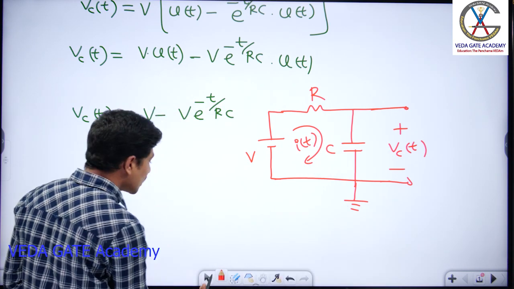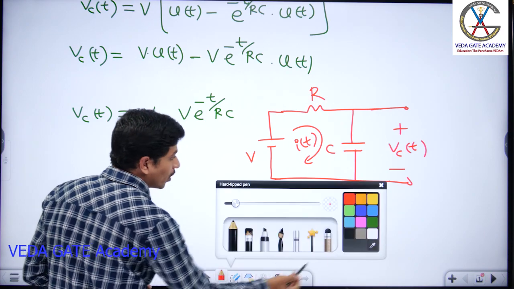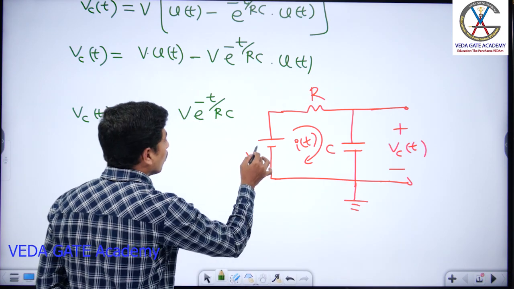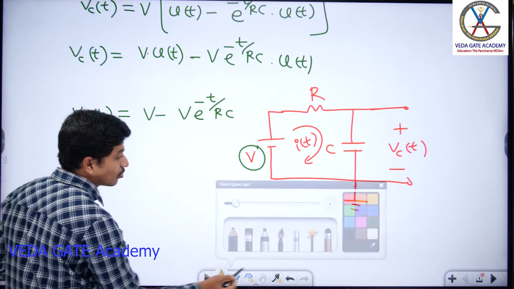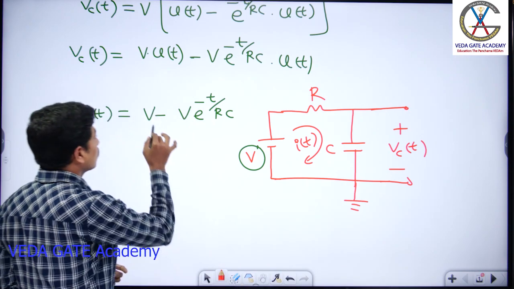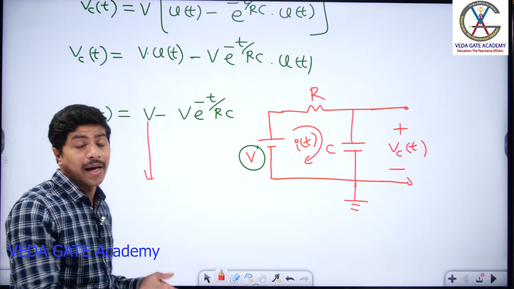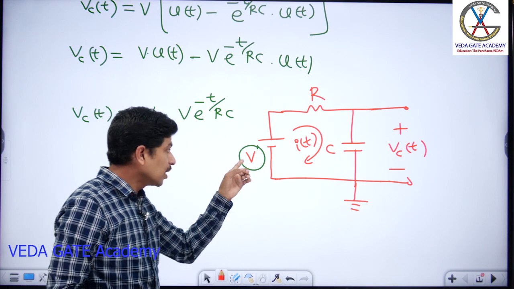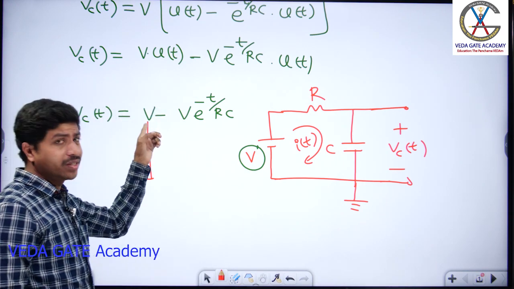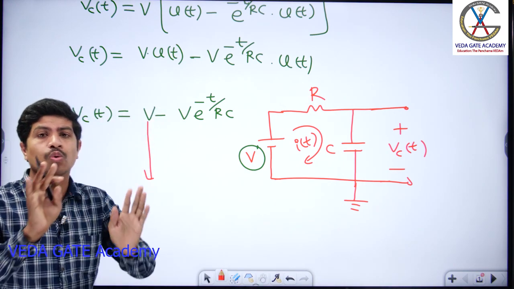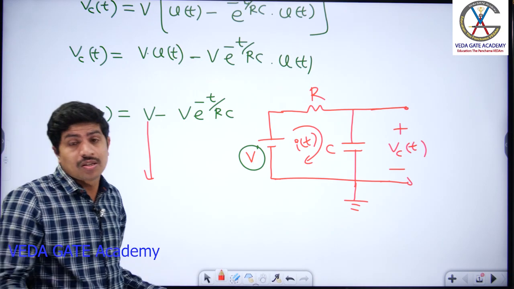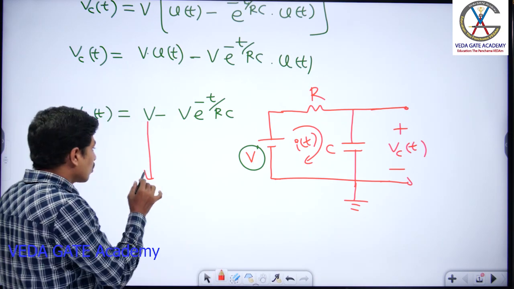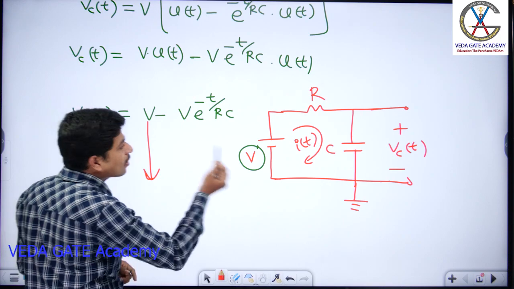Observe here. What is the input given by me? Input is V. What is this part of the response? That is also V. I told you, it need not necessarily be V. It may be V by 2 or V by 3 or V by 4, some K into V. But here, fortunately or unfortunately, that is directly V. So this part of the output is exactly following the input here.